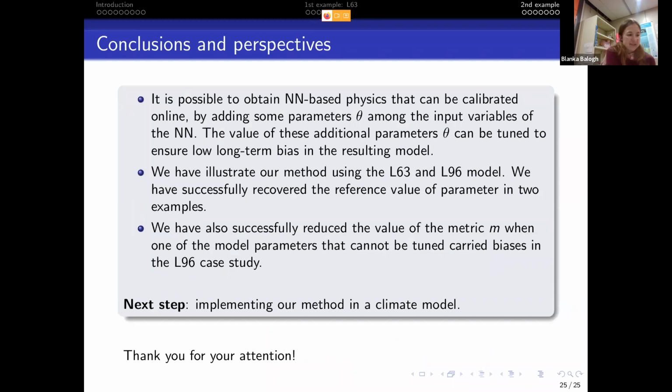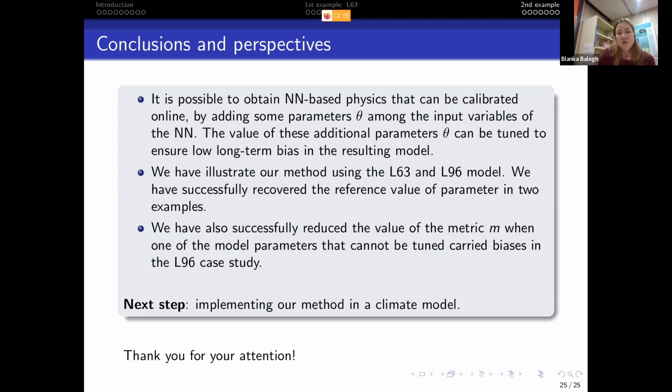So this is the end of the presentation. The conclusions are that, first, it is possible to obtain a neural network-based parameterization that can be calibrated online by adding some influential or sensitive parameters theta among the input variables of the neural network, in addition to the state variable x. The value of this additional parameter or parameters can be tuned to ensure low long-term biases in the resulting model.